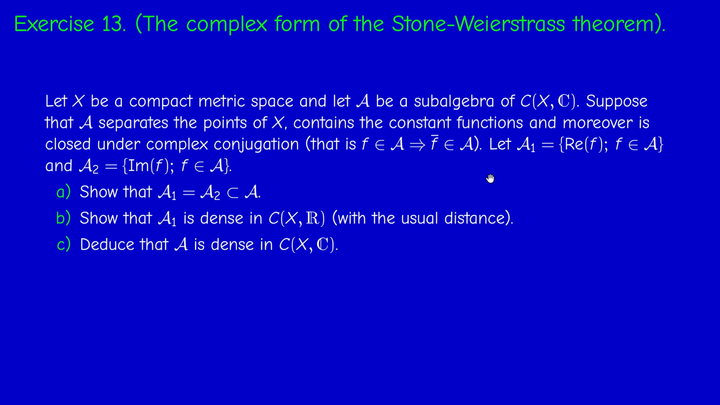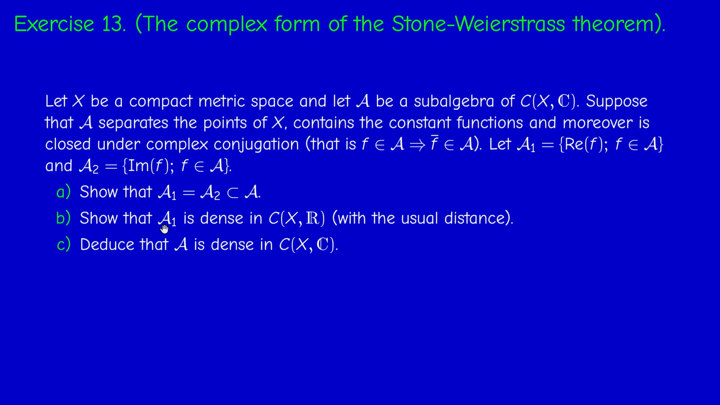Okay. So the purpose of the exercise is to deduce this complex form of Stone-Weierstrass from the real form, but under the additional assumption that it's stable under conjugation. For this, we consider A1, the collection of all elements of the form the real part of f when f is in A, and A2, the imaginary part of f where f is in A. So we have 2 subsets now of A.